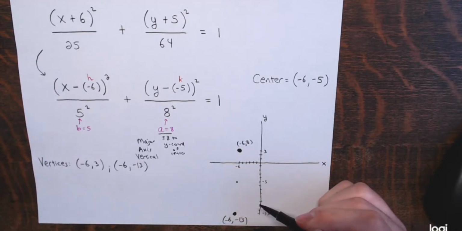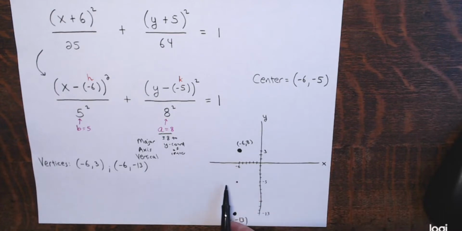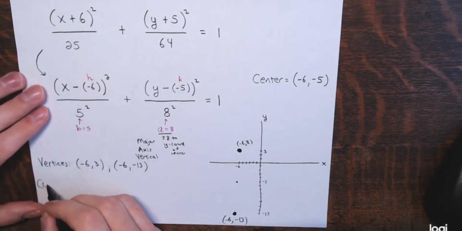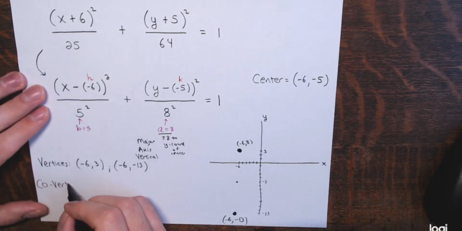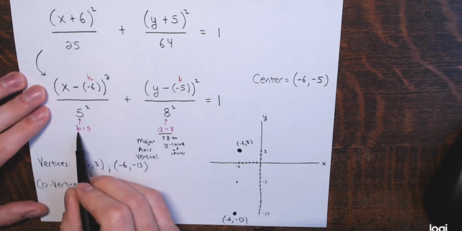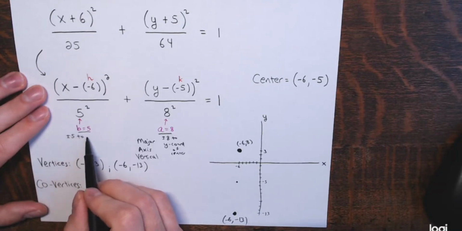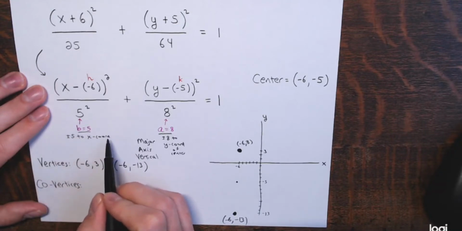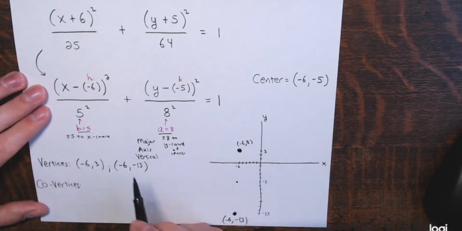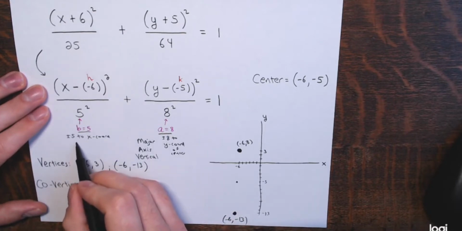And then the co-vertices will be the ends of the minor axis, which will be horizontal, right? If the major axis is vertical, the minor axis will be horizontal, and we're going to find the co-vertices. We saw that b was 5, so I'm going to add and subtract 5 to the x coordinate of the center this time, because the minor axis should be horizontal.